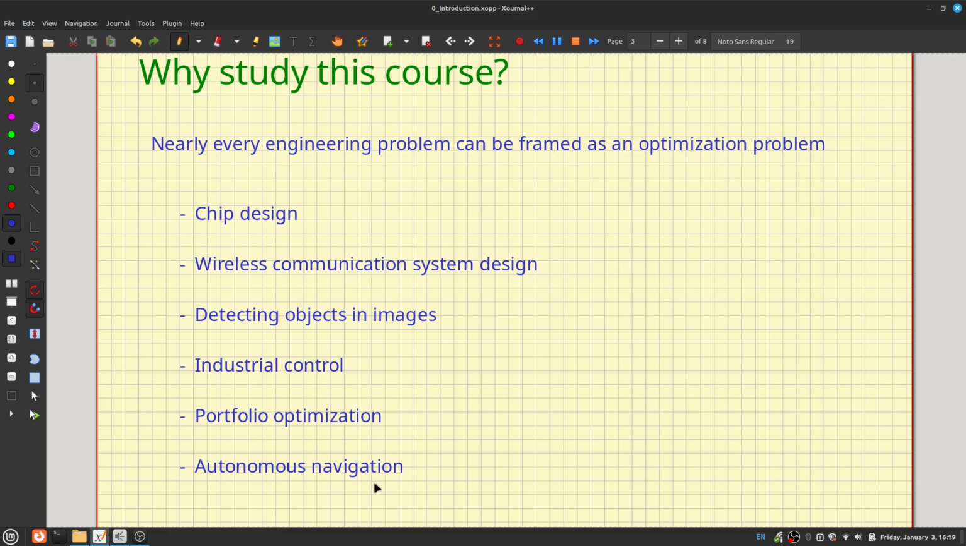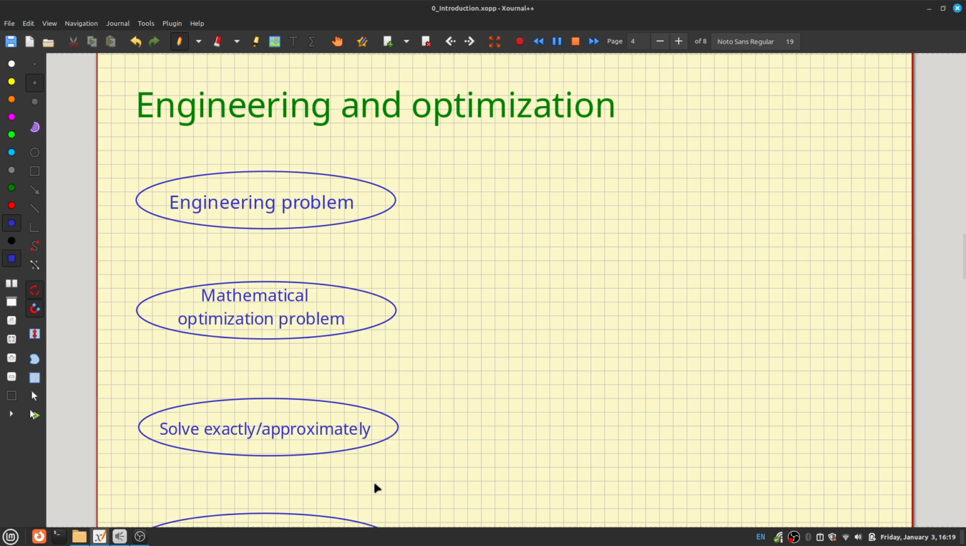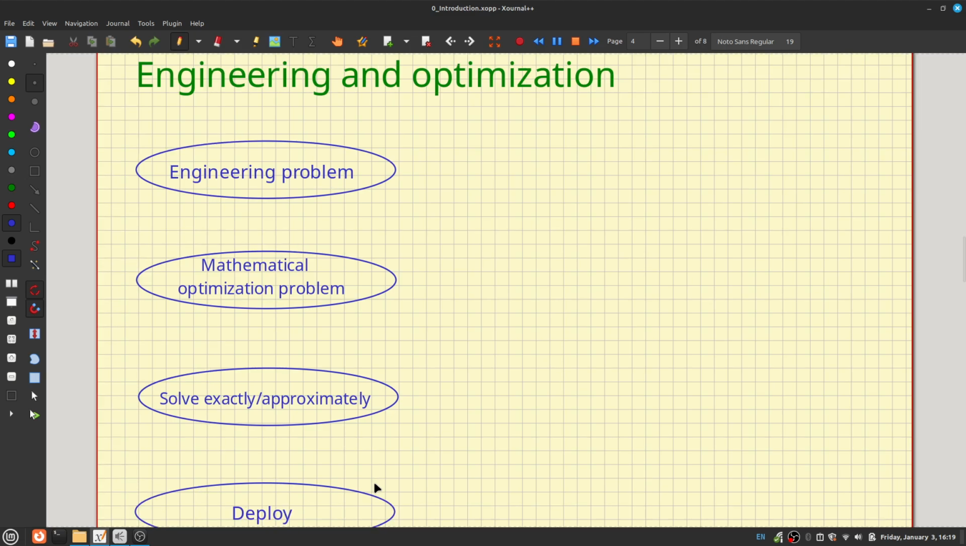And as we'll see, there's a very broad class of optimization problems. What we'll see are convex optimization problems, which can be solved very efficiently. Right? And that's going to be the focus of this entire course. All right. So typically, what do we have? If you think about an engineering problem, the first step is typically always you're given an engineering problem. The first step is typically to formulate this in some manner as a mathematical optimization problem.